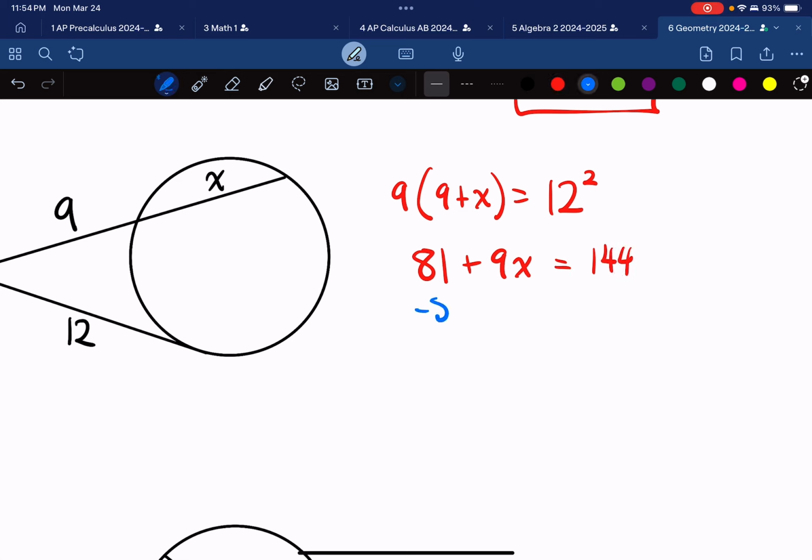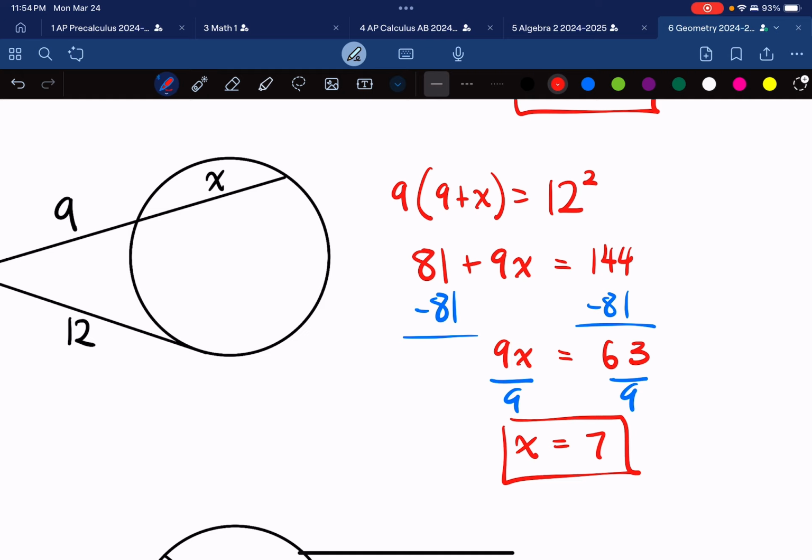From here, we're going to subtract 81 on both sides, and that's going to leave behind a 9x on the left-hand side. Subtracting 81 over here, 144 minus 81 is going to be 63. Finally, dividing by 9, x here is equal to 7. Nice. All right, last one.